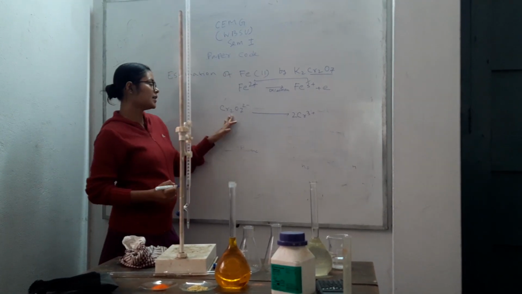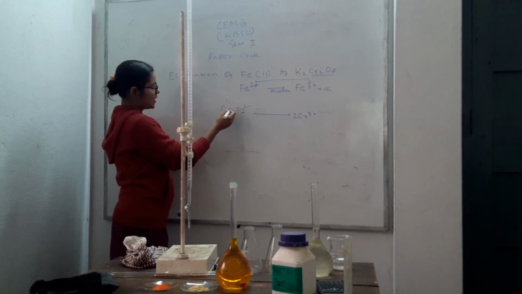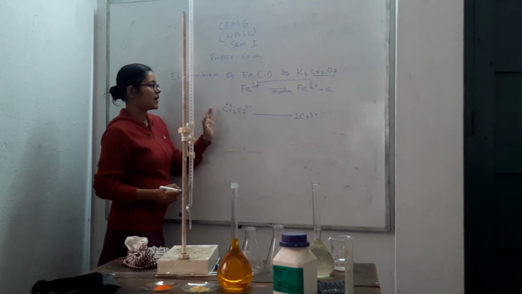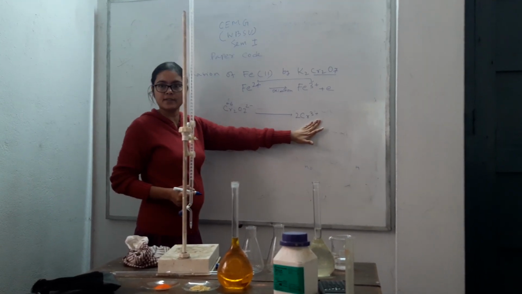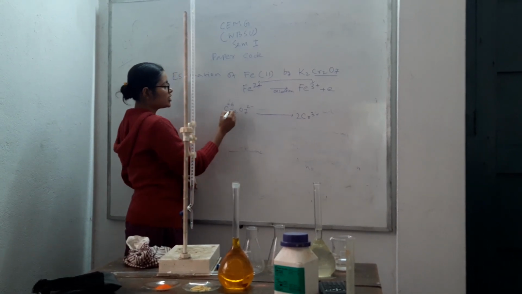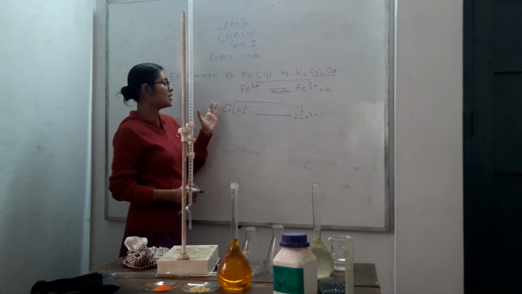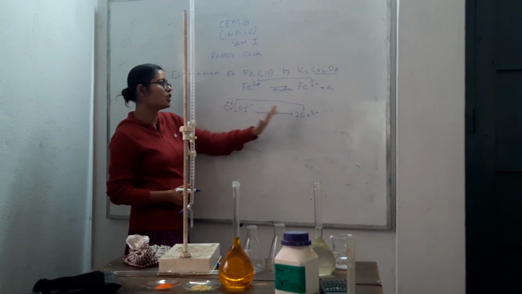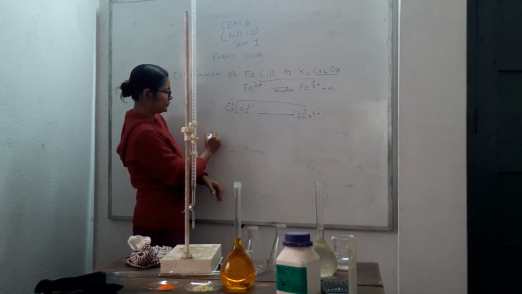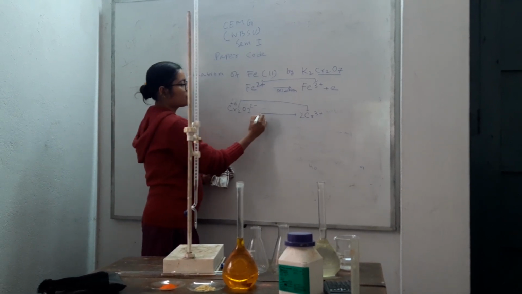Here the oxidation number of chromium is plus 6. Plus 6 changes to plus 3. So here the oxidation number is increased. Not increased, it is decreased. So here plus 6 to plus 3, it is decreased. So it's a decrease of oxidation number, so it is a reduction.